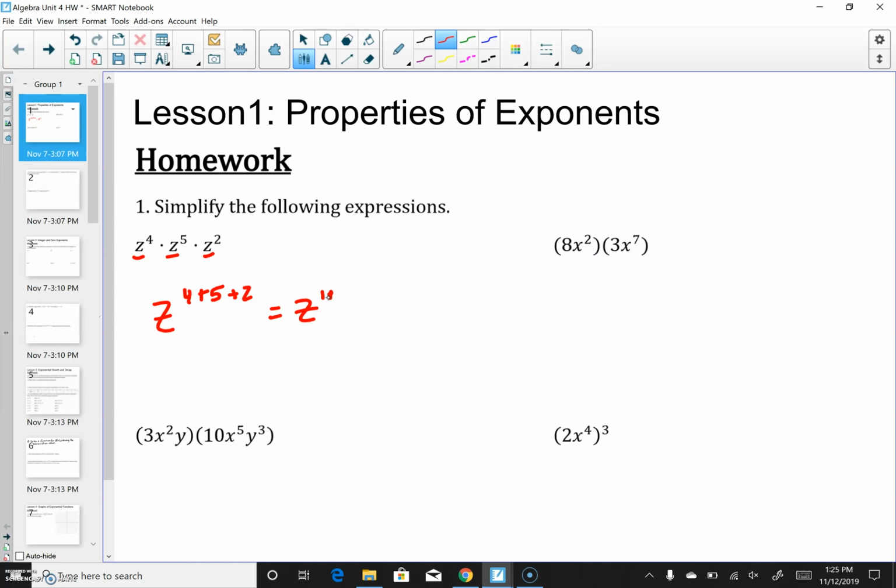11th. If we go across to the right, we have 8x squared times 3x to the 7th. So if we use the commutative property, since it's all multiplication, we really have 8 times 3, and we have x squared times x to the 7th. 8 times 3 we're simply going to turn into 24, and x squared times x to the 7th, we're going to follow the same rule from the previous one, and add our exponents, and we get x to the 9th. That gives us 24x to the 9th.